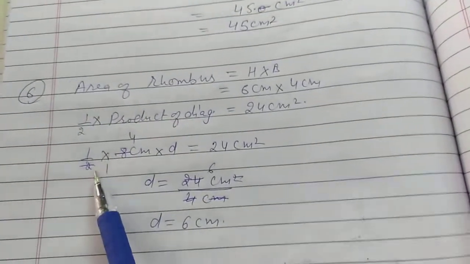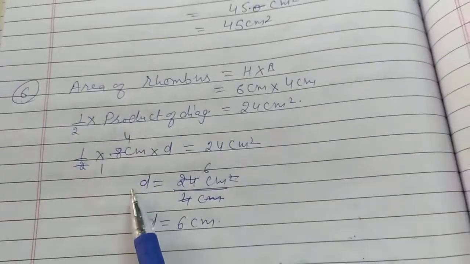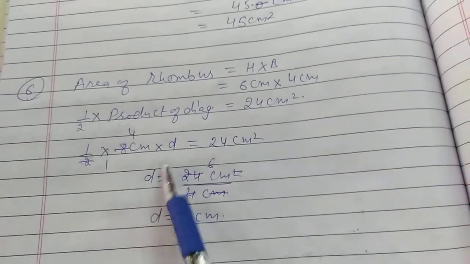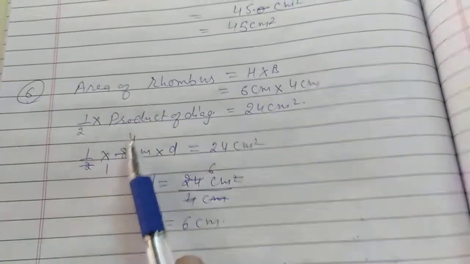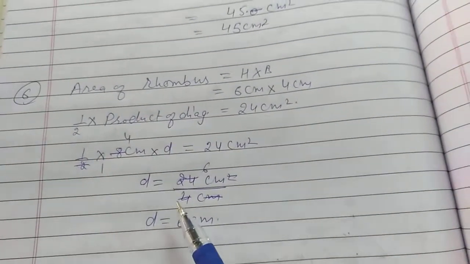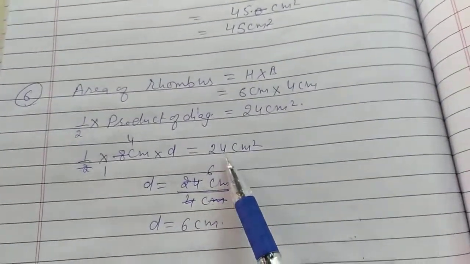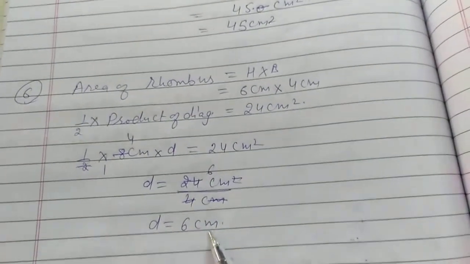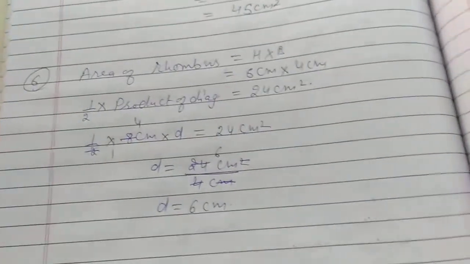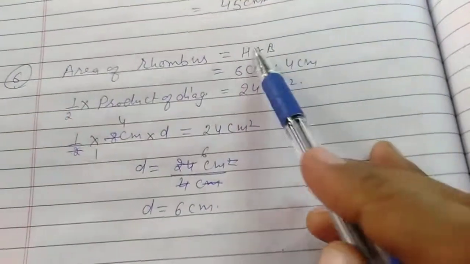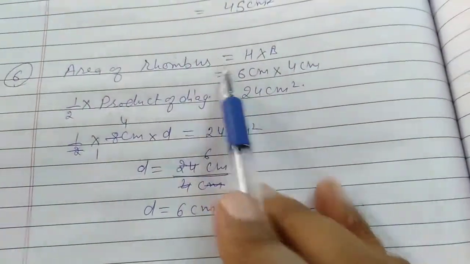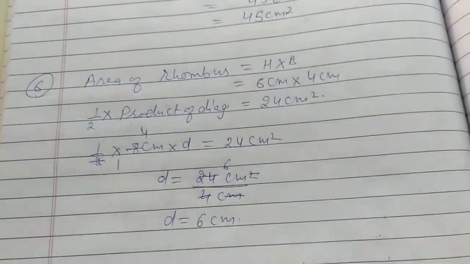So you can cut here, 2 ones are 2, 2 fours are 8, and you will get 4D on the left hand side. If you want to find D, you have to transpose 4 from the left hand side to the right hand side, and then 24 will be divided by 4 and you will get 6 centimeters. So this is the other diagonal of the rhombus. So two formulas we can use for the rhombus here. So this is the solution of question number 6, right?